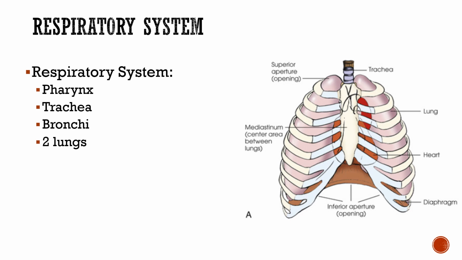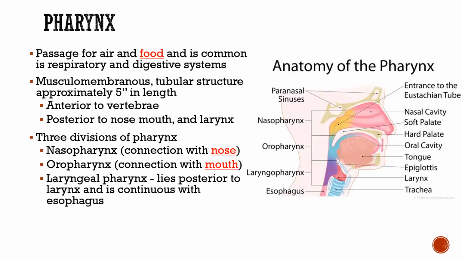Now, the respiratory system encompasses the pharynx, the trachea, the bronchi, and the two lungs. The pharynx is a passage for air and food. So it's important that we know that that's for both the respiratory system and the digestive system.